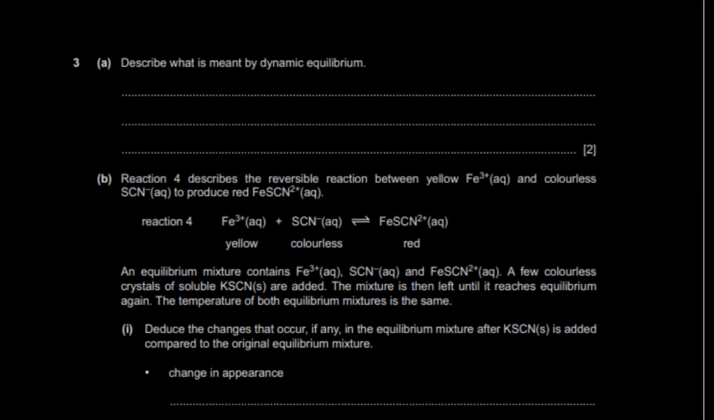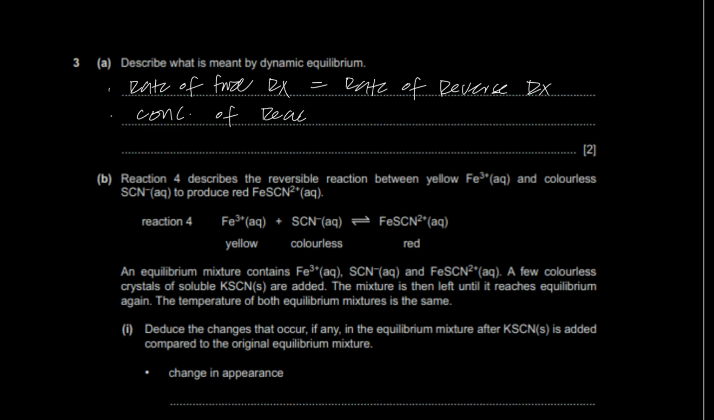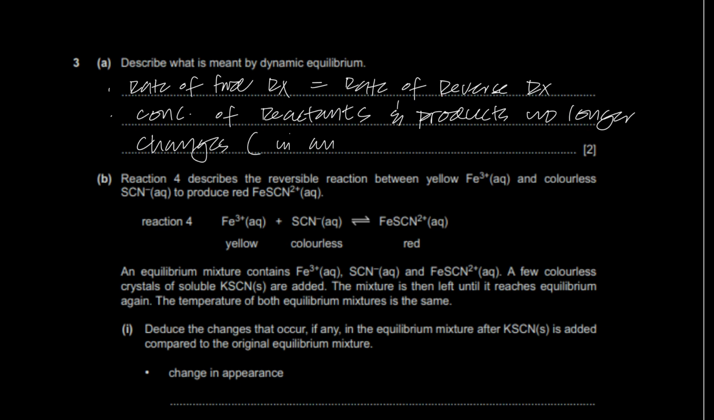Describe what is meant by dynamic equilibrium. Well, in a closed system, the rate of forward reaction becomes equal to the rate of reverse reaction, and the concentration of reactants and products no longer changes. Are they equal, or do they just no longer change? No longer changes, or is constant. Not necessarily equal, but no longer changes. And this is in a closed system.